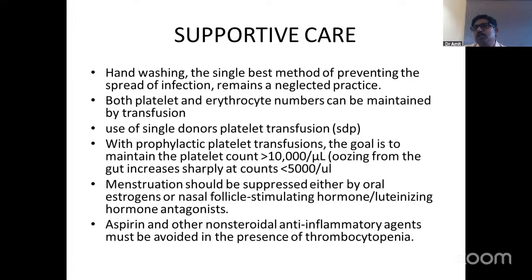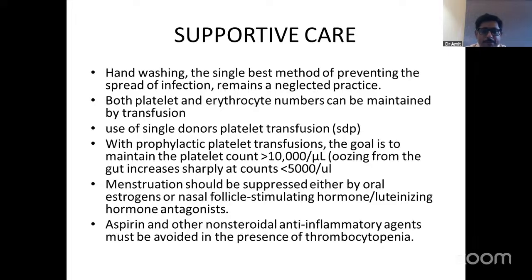So, teach your patient hand washing, especially the attendants, while planning for long-term management of pancytopenia. Both platelet and erythrocyte numbers have to be maintained by transfusion. Preferably use single donor platelet transfusion and target a platelet count of more than 10,000 only, because bleeding at the gut level will start if the platelet count is less than 5,000.